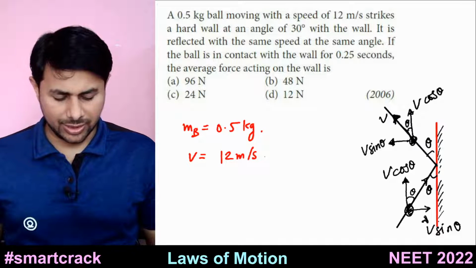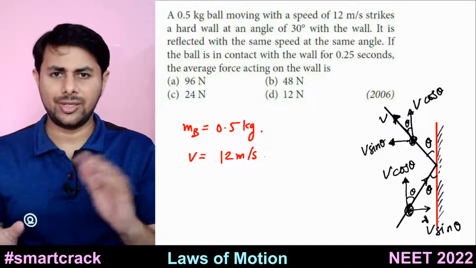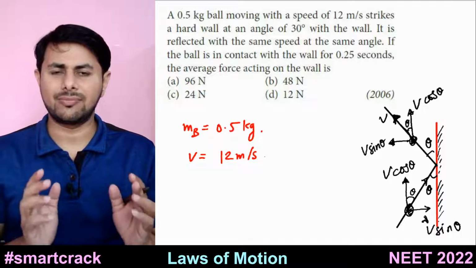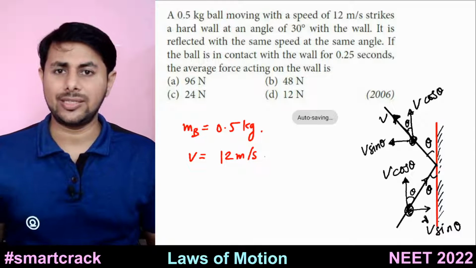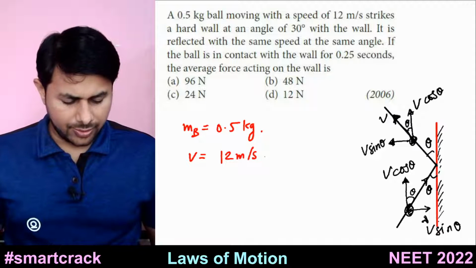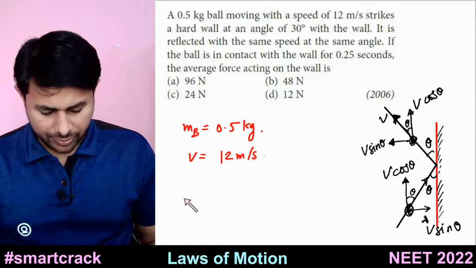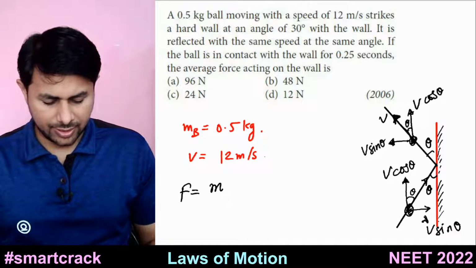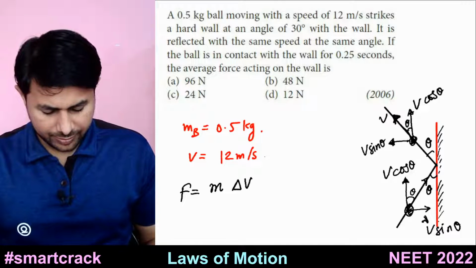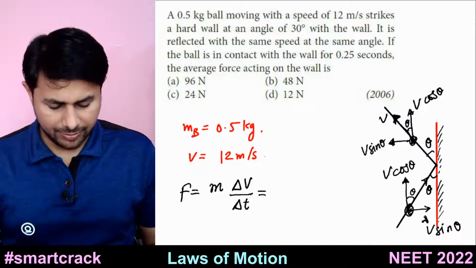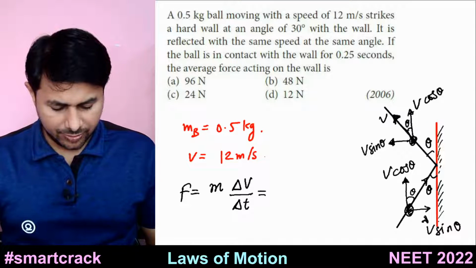So final, if you consider this v sine theta, then initial will be minus of v sine theta. So v sine theta minus v sine theta, it will be 2v sine theta, okay. So we can find out force now. Force is equal to what? It is mass into delta v by delta t, change in velocity with respect to time. And now we can substitute values.